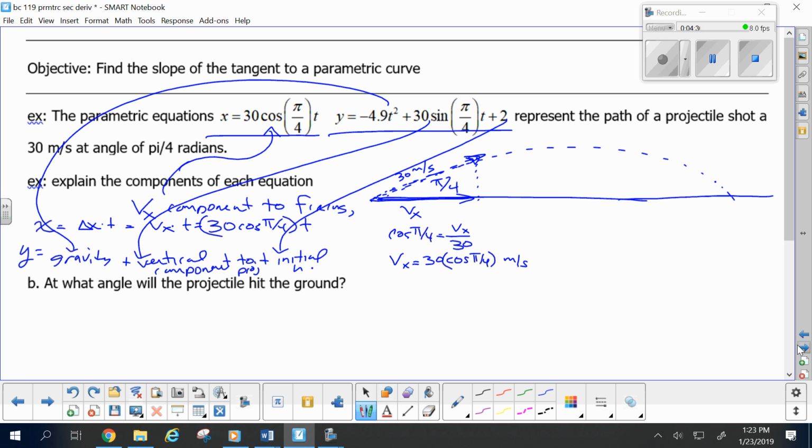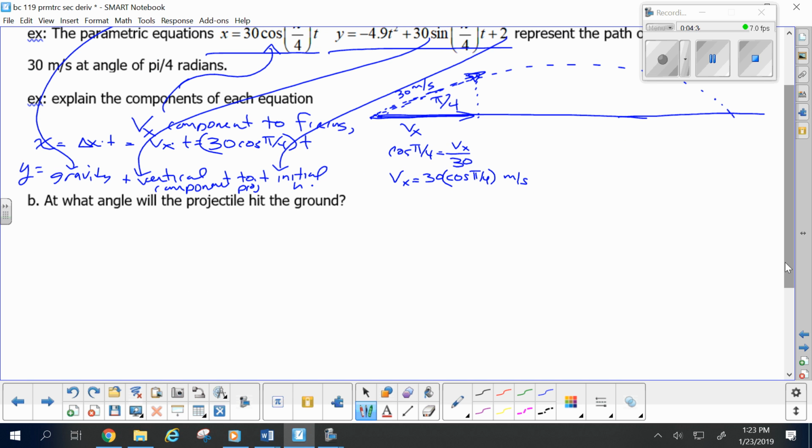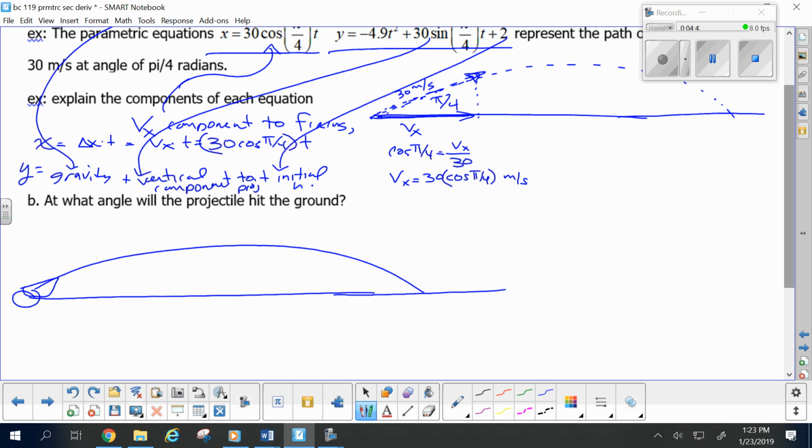Now, the hard part is the second question. That's where the real calculus thinking comes in. So you've got this projectile, and it's firing a cannon, whoosh, and they want to know what's the angle at the instant it hits the ground. Now that's important, because at the instant, this angle and this angle and this angle, they're constantly changing.